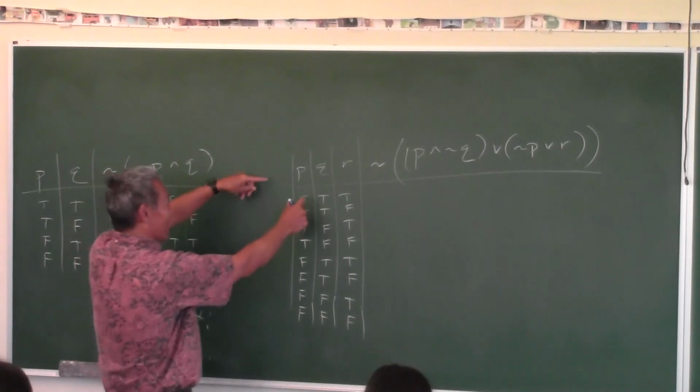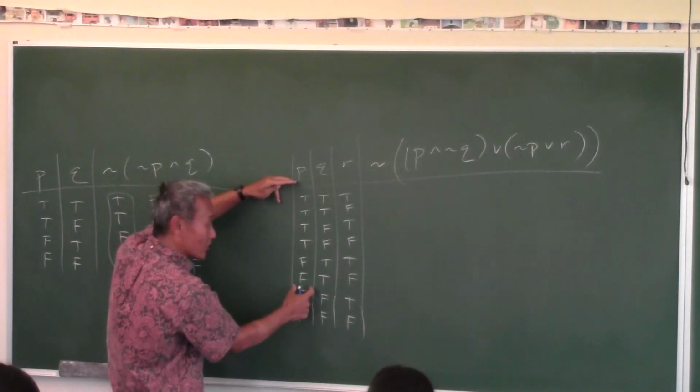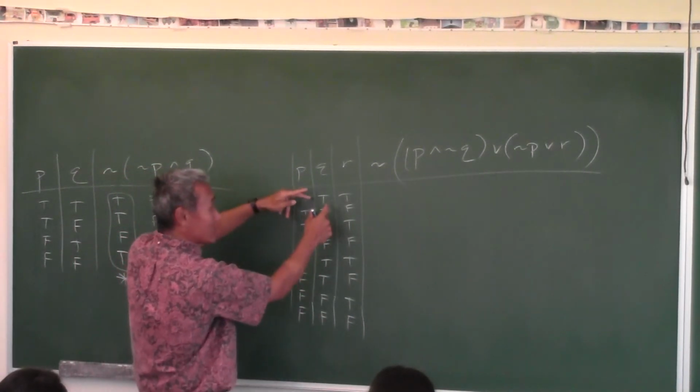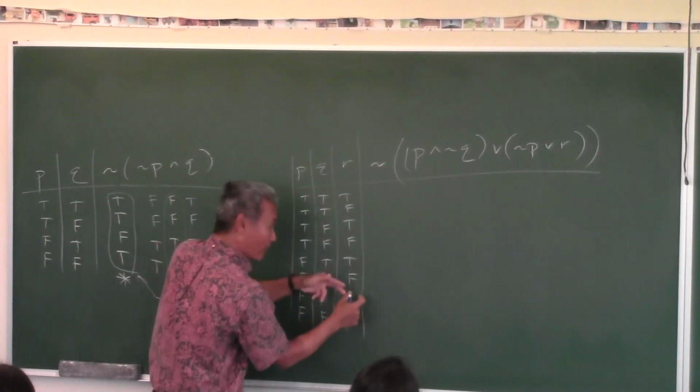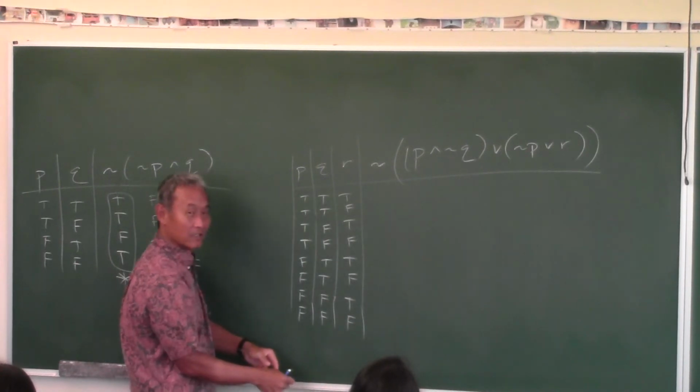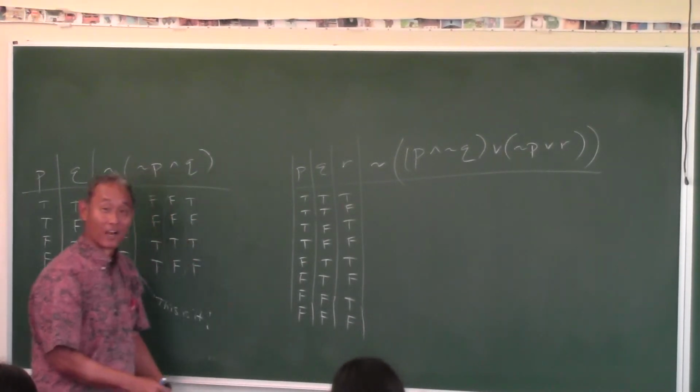So P would be 16 trues and then 16 falses. Then the next one will be 8 true, 8 false, 8 true, 8 false. And then 4 true, 4 false, 4 true, 4 false. That's a shortcut. It's the shortcut.